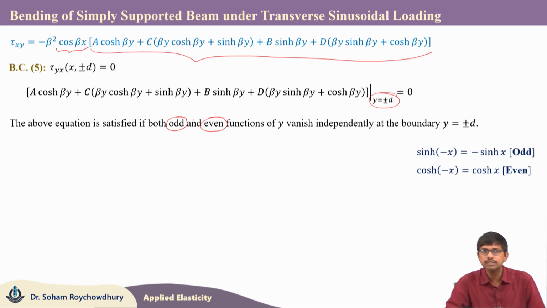So, how do you define this odd and even function? For example, sinh is an odd function: sinh(-x) equals minus sinh(x). However, if you try that for cosh, cosh(-x) equals cosh(x). So, that is an even function. So, all the even functions and odd functions of y should independently go to 0.